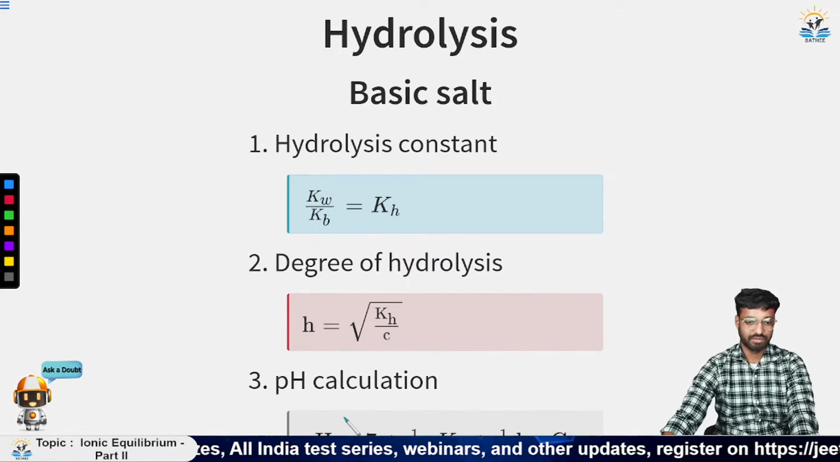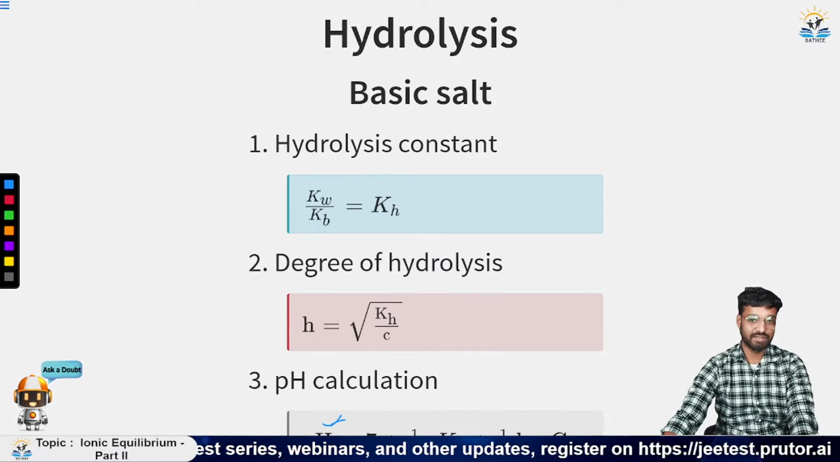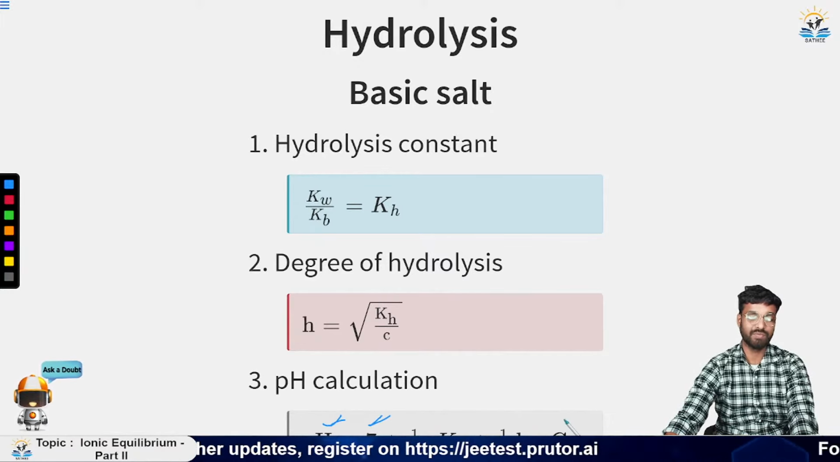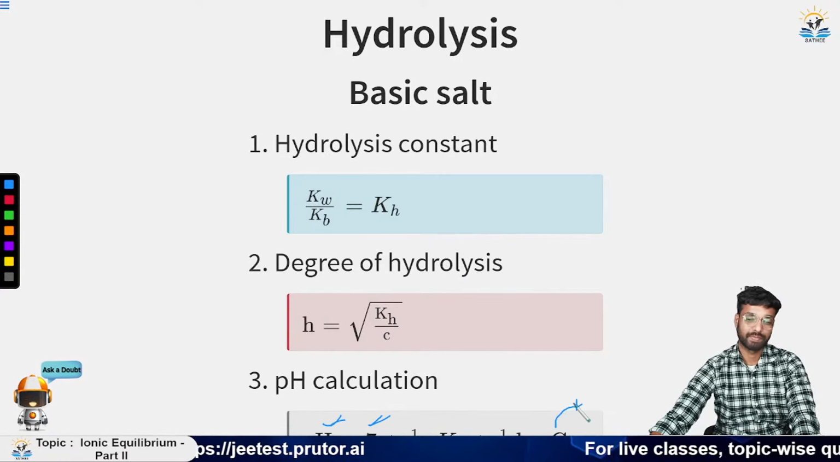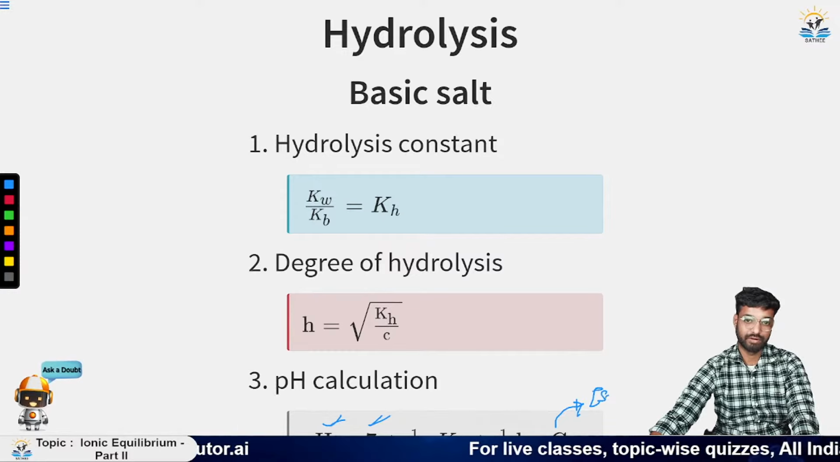Further, you can see very clearly here that the pH is greater than 7, as we are adding something to 7, that is, 7 plus half pK plus half log C. Again, the C written here is the concentration of the salt.